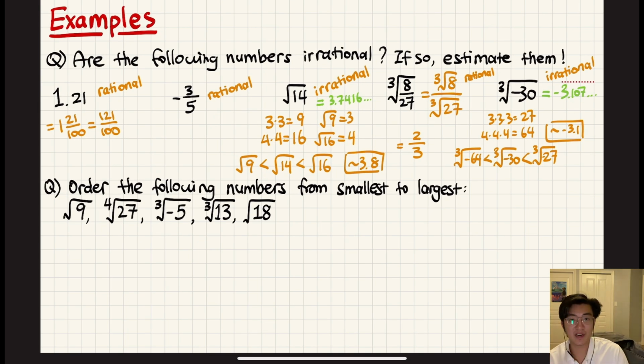Right, so yeah, that's pretty much how we tell rational and irrational. Can it be a fraction? No, then it's irrational. Is it a very messy and disgusting square root looking number? Then if yes, it's probably irrational.